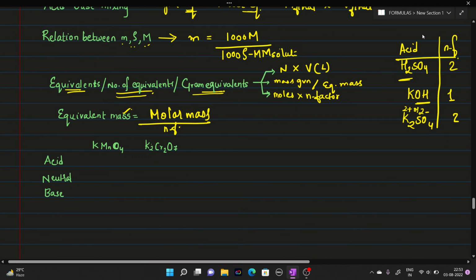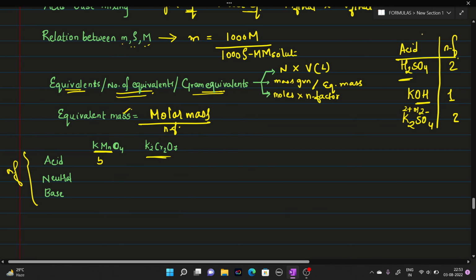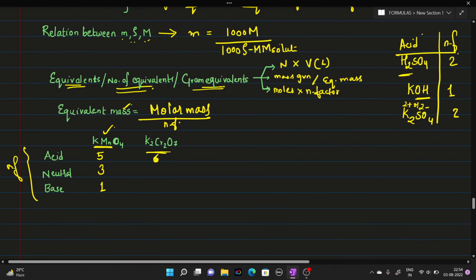After that are these two, KMnO4 and K2Cr2O7. These are the N factor values for each of them. For KMnO4, in acidic medium it is 5, neutral is 3, base is 1, because it can be seen in all three mediums. But K2Cr2O7 acts as an oxidizing agent only in acidic medium, so it has only 6 as the N factor. Apart from this, that was all for Some Basic Concepts of Chemistry.